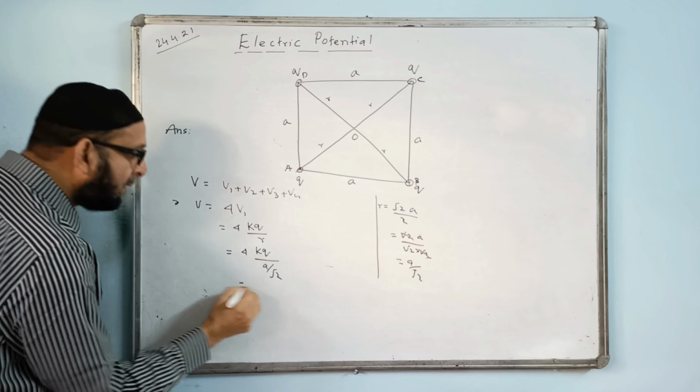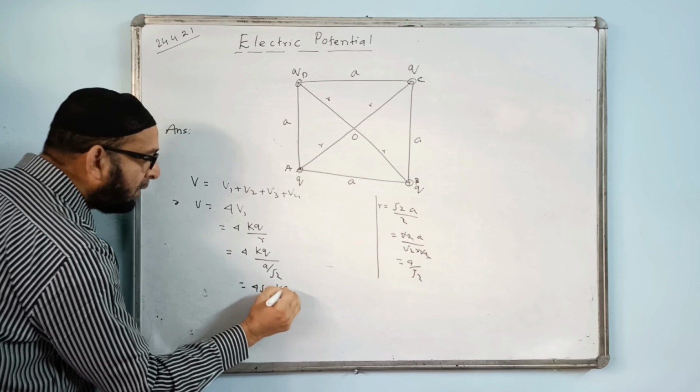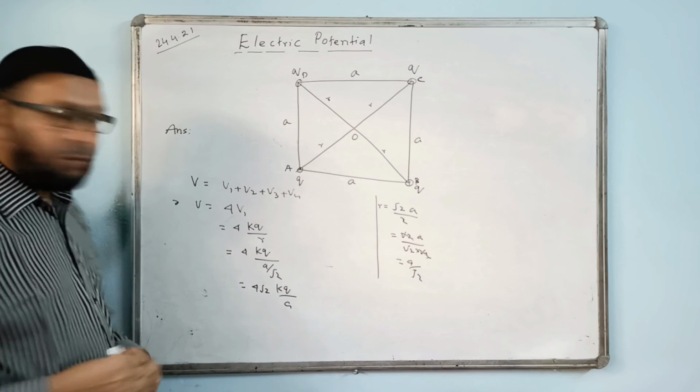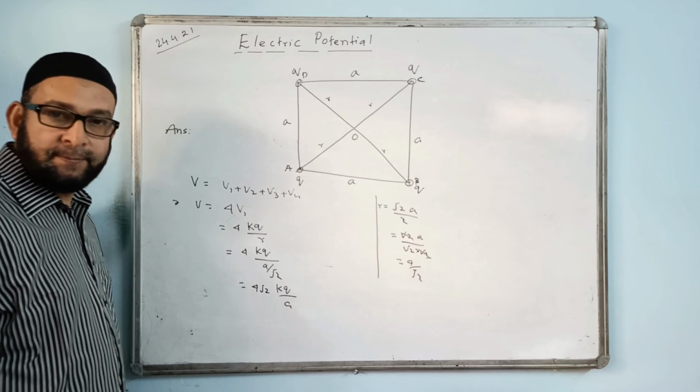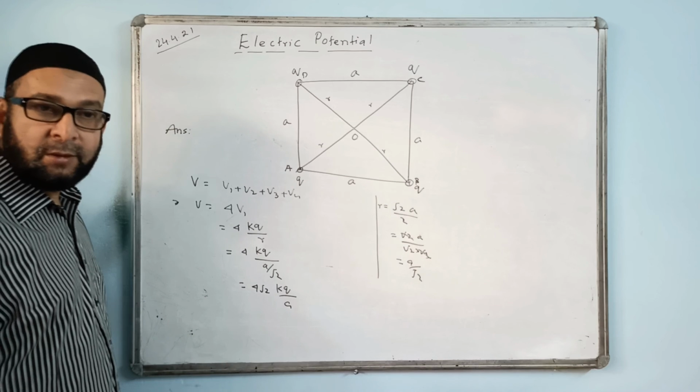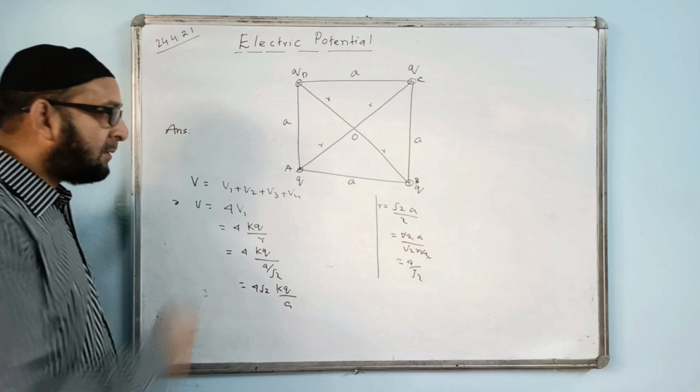This root 2 will come up here and we write 4 root 2 KQ by A. And we will not write the direction of it, because V does not have any direction. We will not say towards this or away from this and all that. So this is the answer. Very simple.